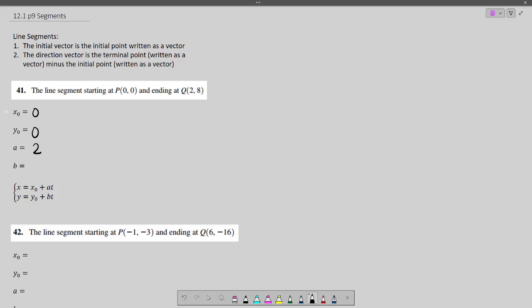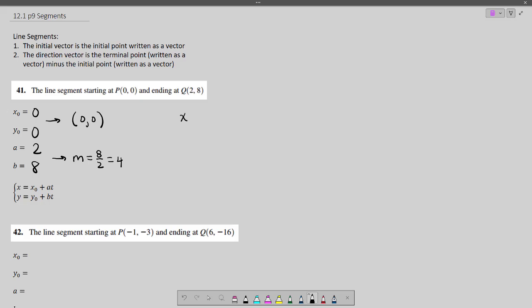Going from 0 to 2, 2 minus 0 is 2. B is going to be, to get to the terminal y from the initial y, it's going to go up 8. So this tells us that our slope is going to be 4. It's going to be 8 divided by 2, which is 4. And this tells us that our initial point is 0, 0.